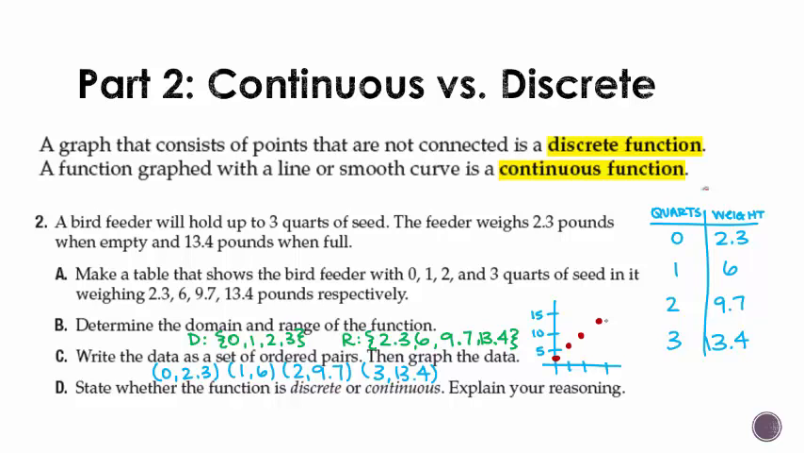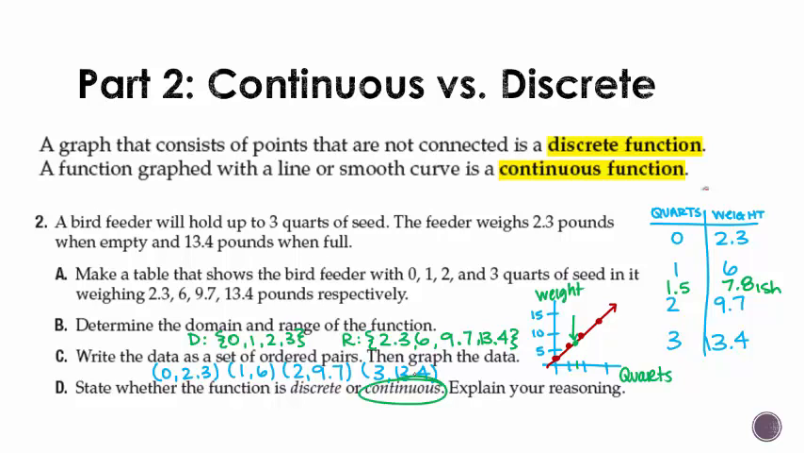So even though they gave us only these points here, stop and think about the story. Would it make sense for me to connect these dots? Would it make sense to have a data point that's in between these two things here? So when you stop and think about that, remember this was quarts and this was weight. If your birds only eat a little bit, it is totally possible for you to have like 1.5 quarts in here and then figure out that it'd be 7.8-ish pounds. So for this, it is continuous.